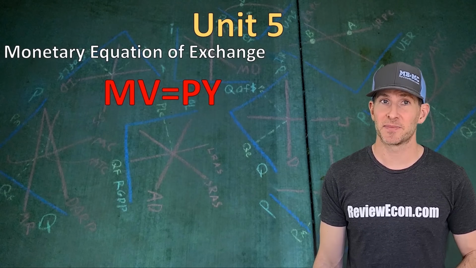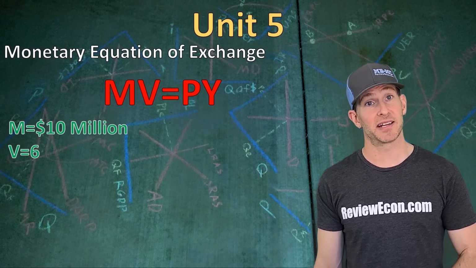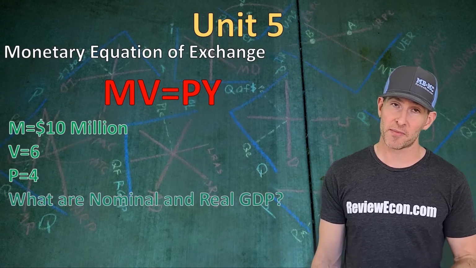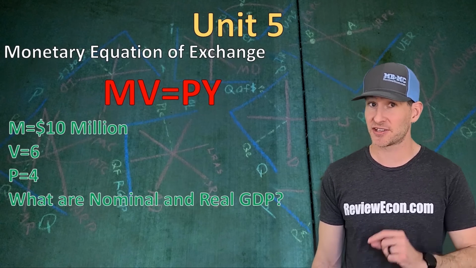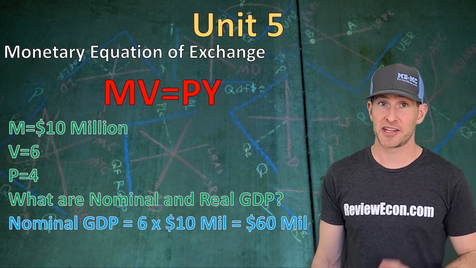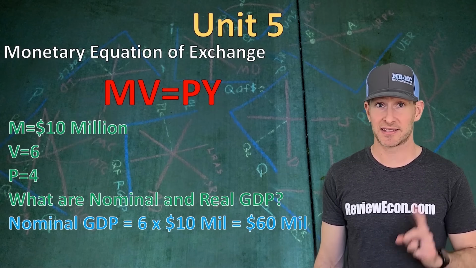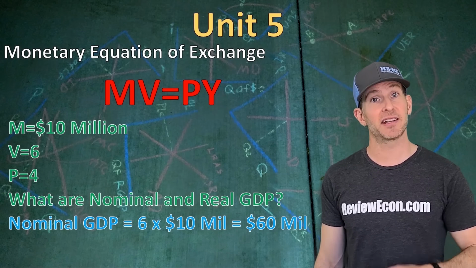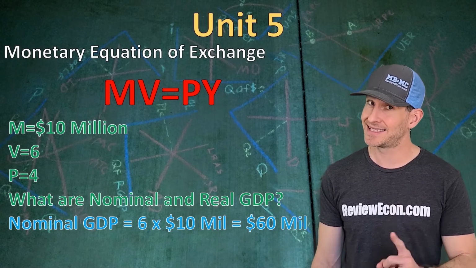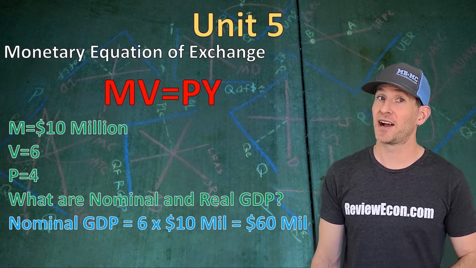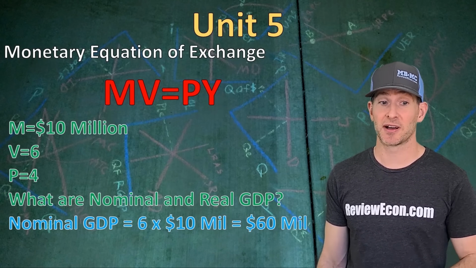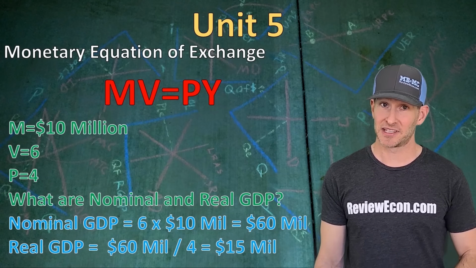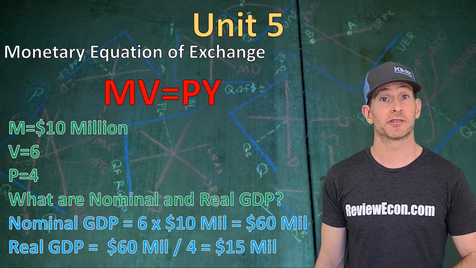So let's say the money supply is $10 million, while the velocity of money is 6 and the price level is 4. What are the nominal and real GDP based on these numbers? Plug in the numbers and do the math, and you will find that the nominal GDP, since both sides of this equation are equal to nominal GDP, is the velocity of money times the money supply, $60 million. In order to find the real GDP, do some algebra and take that nominal GDP and divide it by the price level. And that gives us $15 million worth of real GDP.